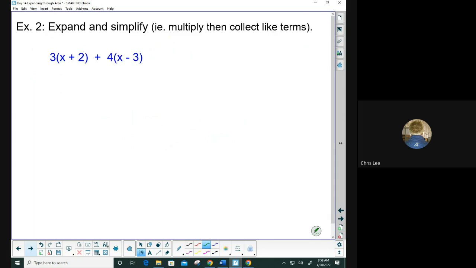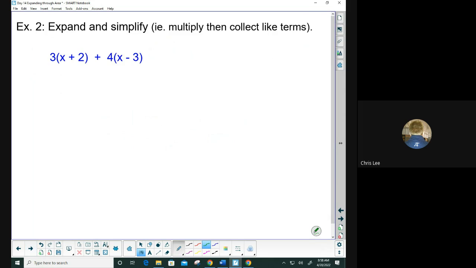BEDMAS doesn't help us because we've got letters now. I know I'm supposed to do operations inside the brackets, but x plus 2 you can't do anything with. You can't do anything with x plus 3 or x minus 3. BEDMAS does tell me to multiply before I add, and you see that I'm adding this term plus this term. So I have to do the multiplying first, which is rainbow. Let's treat them like their own little questions.